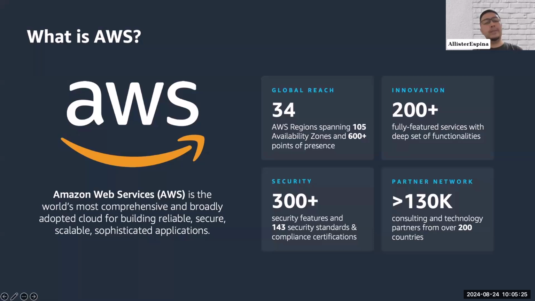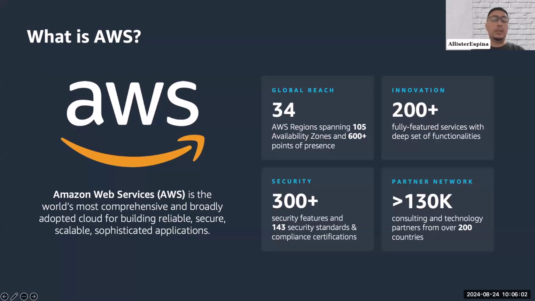AWS is also like that. AWS has more than 200 fully featured services with a deep set of functionalities that will enable you to build virtually any workload or application that you can think of. And with a massive global reach, AWS has regions and availability zones. I'll discuss in a bit what these regions and availability zones are, but think that it's present around the world with massive reach.